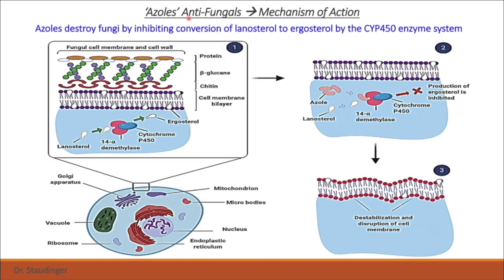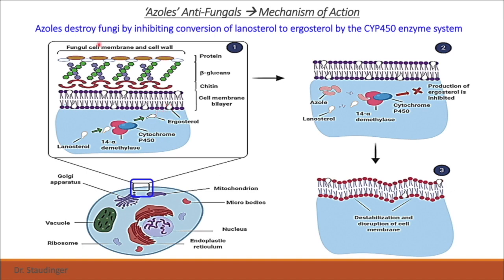The mechanism of action of antifungals is shown here. These compounds all destroy fungi like Candida albicans by inhibiting conversion of lanosterol to ergosterol by the cytochrome P450 enzyme system. In the lower left-hand corner is a picture of a fungus with various organelles. To look a little bit closer at the cell wall of Candida albicans, lanosterol, typically through the action of cytochrome P450, produces ergosterol, which is integrated into the cell membrane.